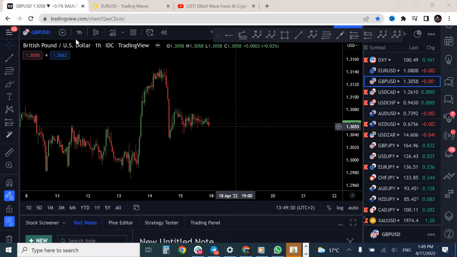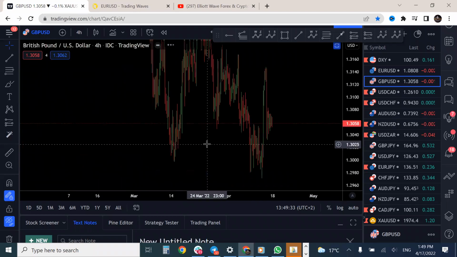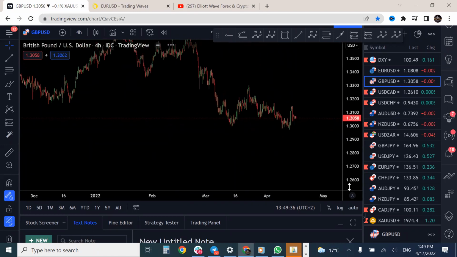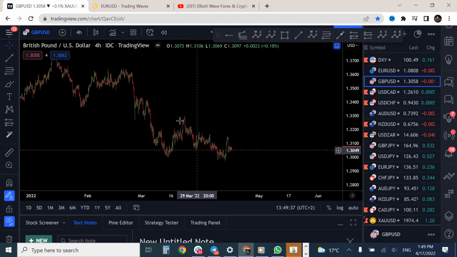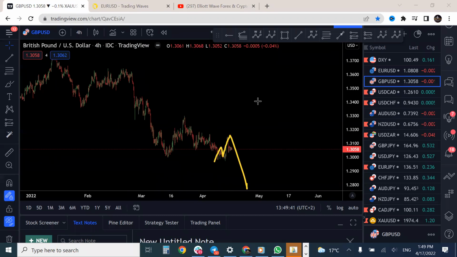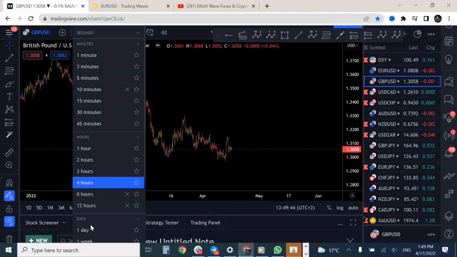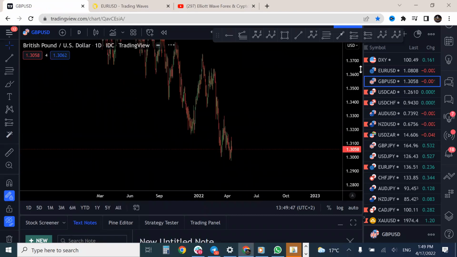Let me just get out of the 4 hour. We are bearish the pound. We're still expecting it to continue lower. If you look at the pound here, what we have is simply this corrective structure in 3 waves. We're looking for this, but just in the bigger structure. And why we're expecting the pound to continue lower, let's go to the daily chart.